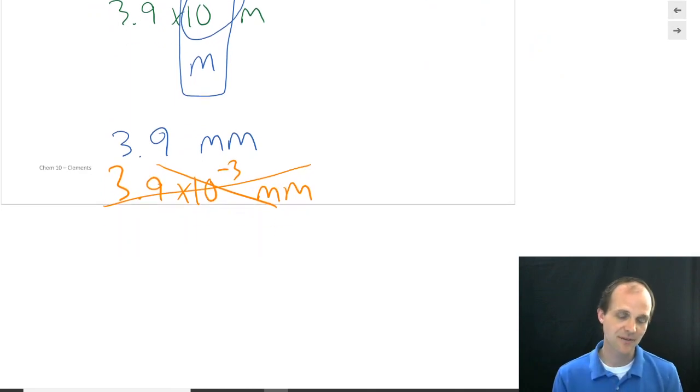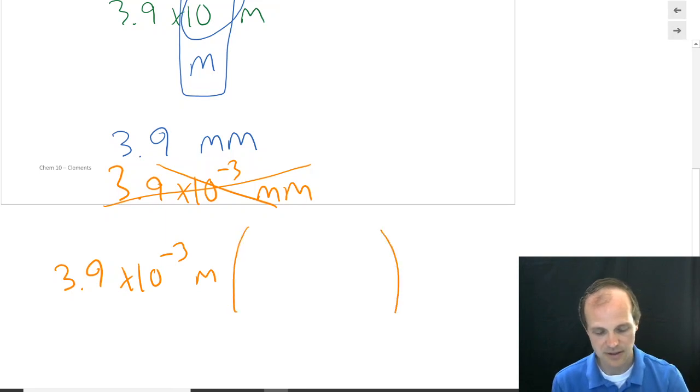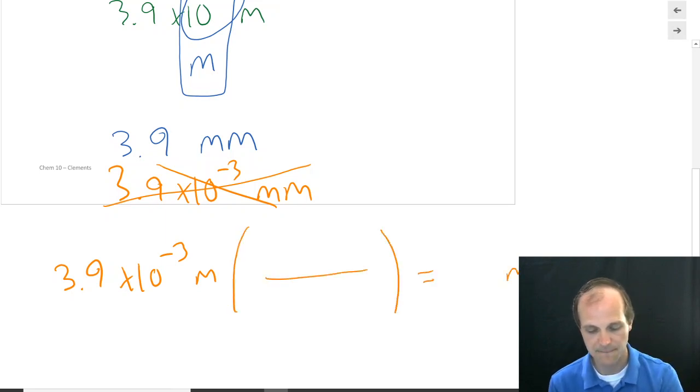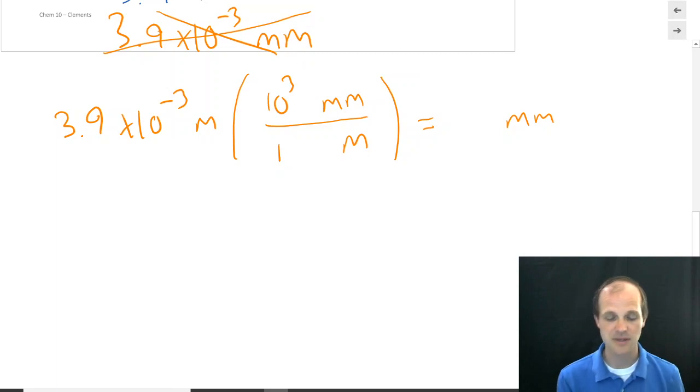If you're a little uncomfortable with that, you could say, okay, I know that milli is 10 to the minus third, and so I'm going to say 3.9 times 10 to the minus third meters, and I want to convert this to millimeters. You can set up a conversion like this. I'm going to go through this one really quick. And it would look something like that.